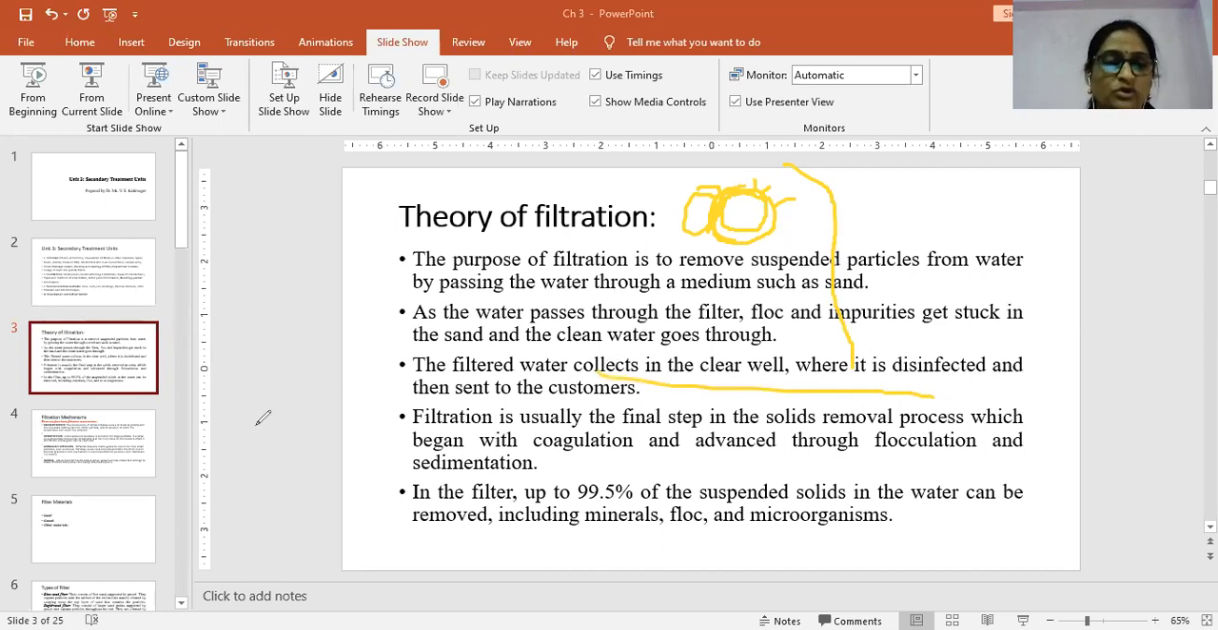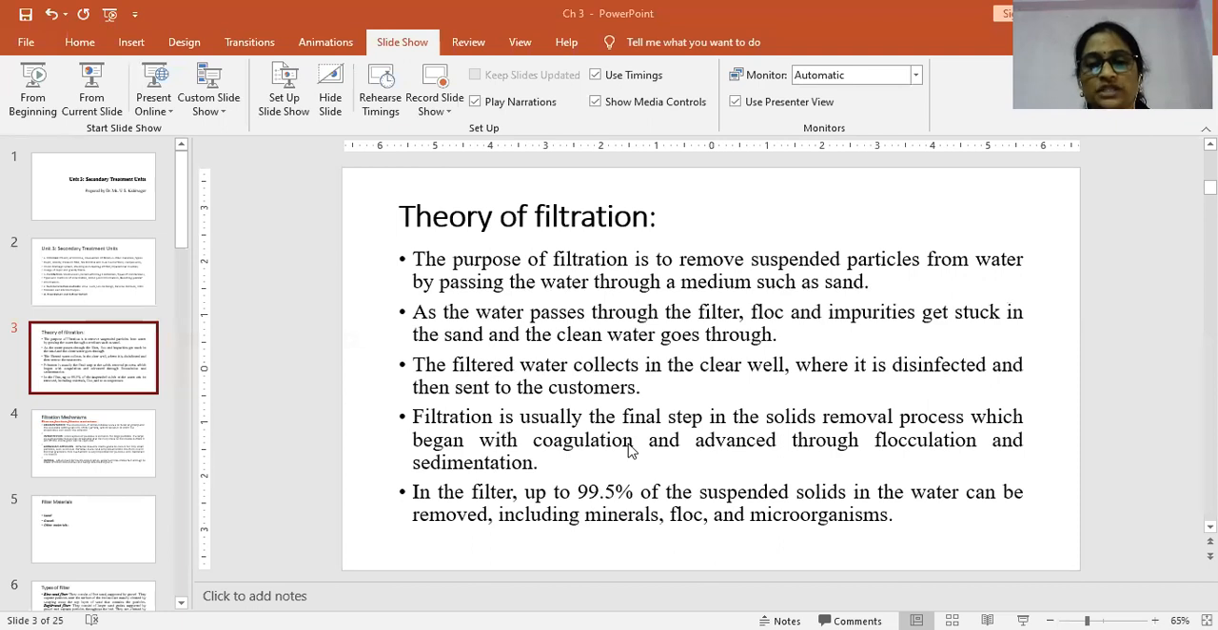Okay, I'm going to show you the filter. Trying to explain up to the extreme possible. Filtration is usually, as there we are using bacteria, we are allowing the bacteria to grow. Definitely the water is bacterially contaminated. So after the filtration process, we must provide the disinfection process to kill the bacteria before sending the water towards the public or the customers.